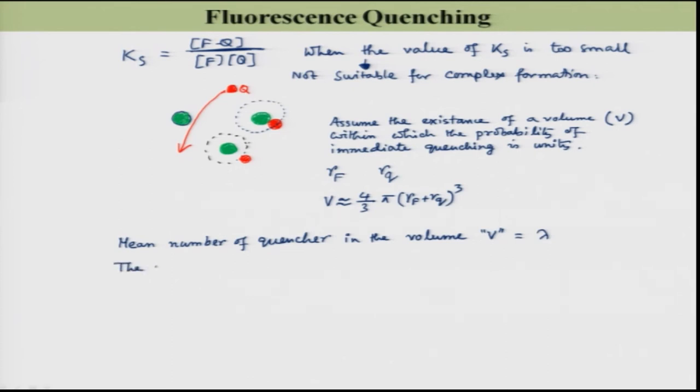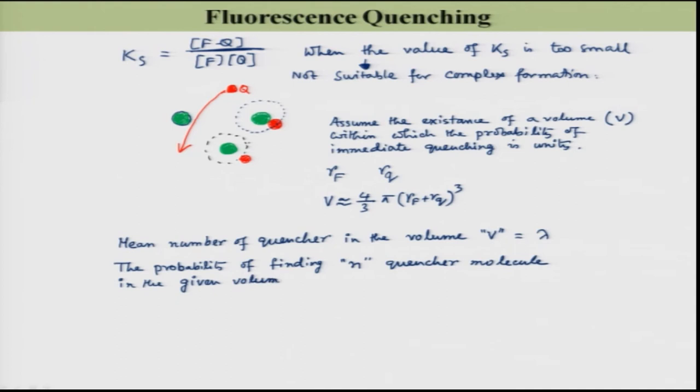Now I can write the probability of finding just a number n of quencher molecules in the given volume V in terms of the Poisson distribution. So, I can write this as P n is equal to lambda to the power n divided by factorial n, times e to the power minus lambda. This is coming from the Poisson distribution. Let us proceed.